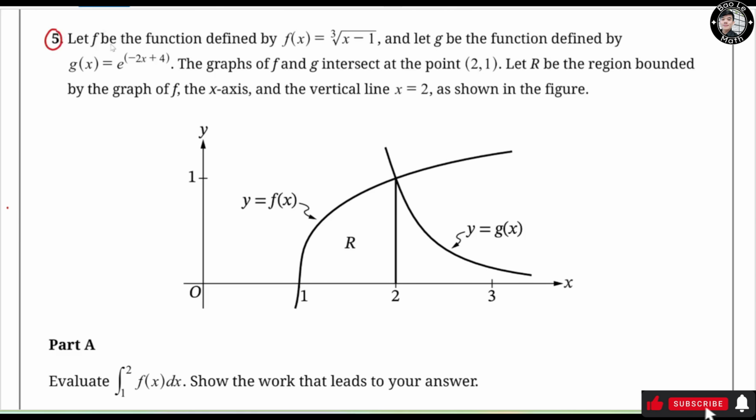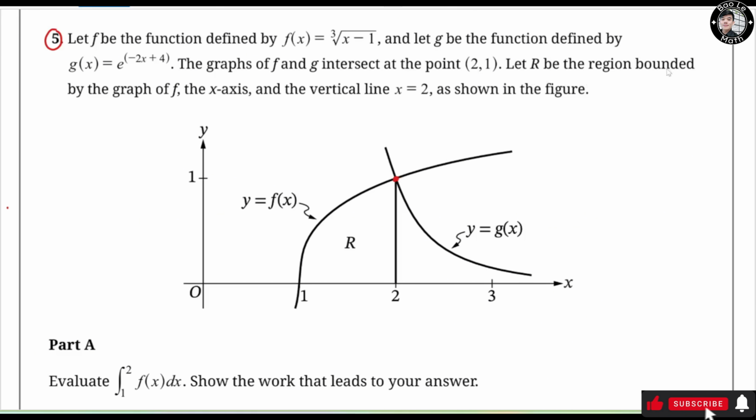Question 5. Let f be the function defined by f of x equals cube root of x minus 1. Let g be the function defined by g of x equals e to the negative 2x plus 4. The graphs of f and g intersect at the point (2, 1), which is right here.